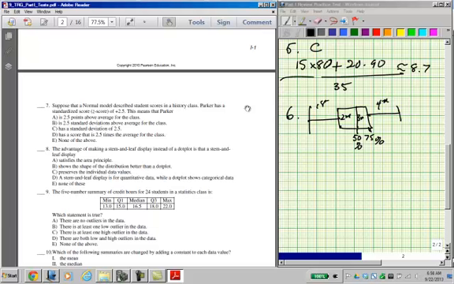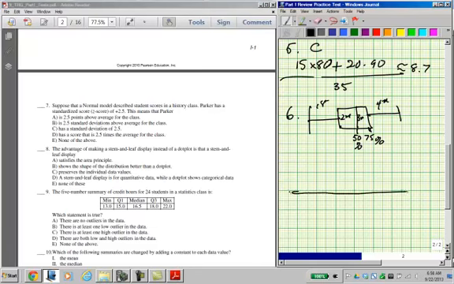7. A normal model describes scores in a history class. Parker has a standardized score of 2.5. Okay, what does that mean? Plus 2.5. Well, that's good for Parker. He's 2.5 standard deviations above the mean. So here's old Parker, and his Z-score is 2.5. Okay, does that mean he's 2.5 points above average? Absolutely not. He's probably way higher than that.